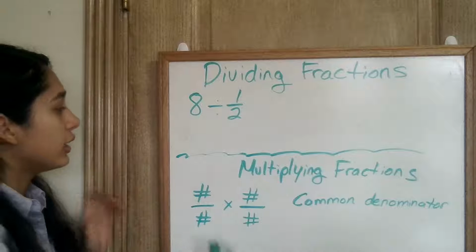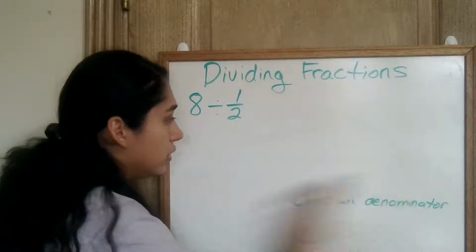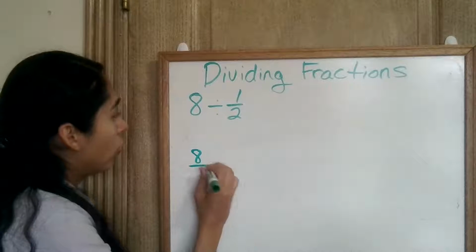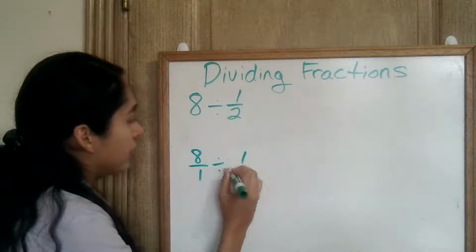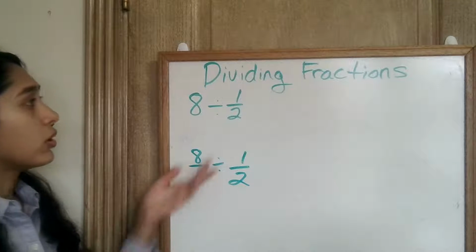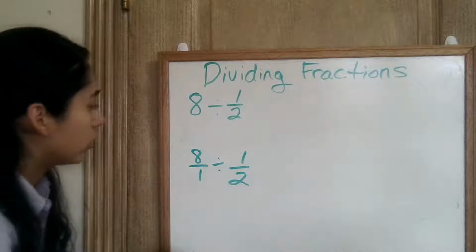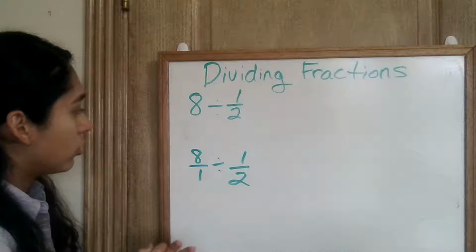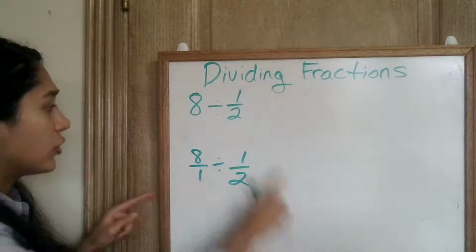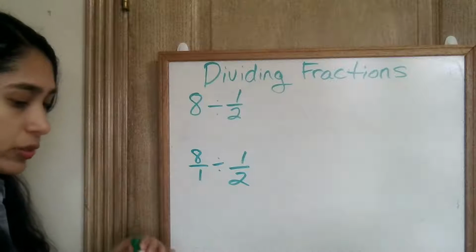So I'll go ahead and erase this. I can actually rewrite this problem as 8/1 divided by 1/2. So when we're multiplying, we have to find out, okay, how do I deal with this? What you're going to do here is flip it around. So we're going to do this.